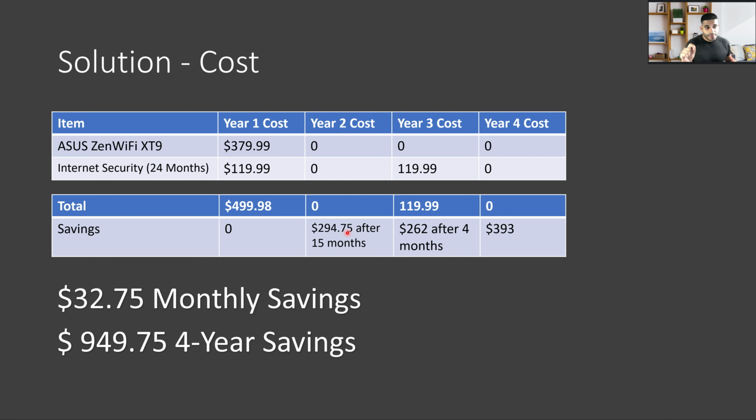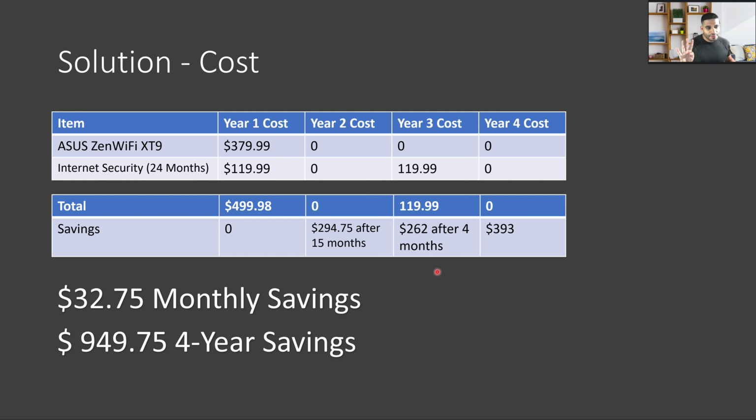Now let's take a look at year 3 and year 4, because in year 3, we still have to pay for the internet security subscription, right? So that's $119.99. This is the really cool part. We've already paid off the hardware, so we don't have to pay for that again, right? We own it. So really it's just the cost of the internet security package.